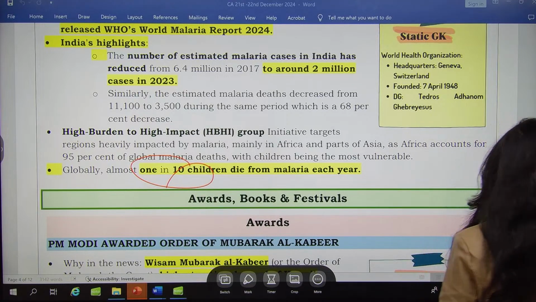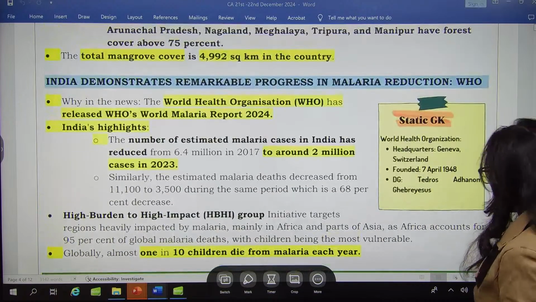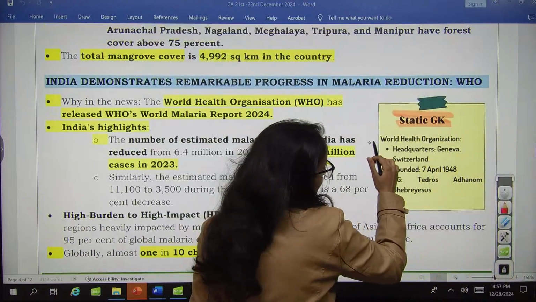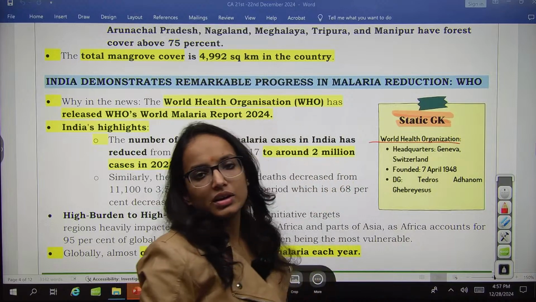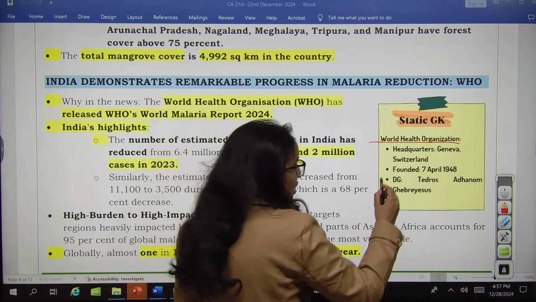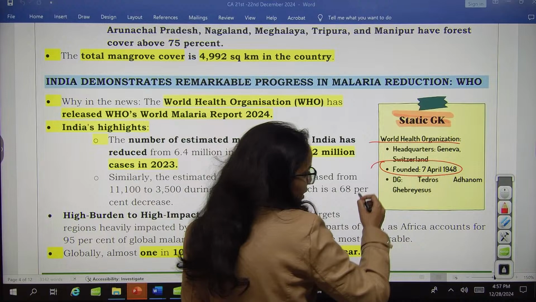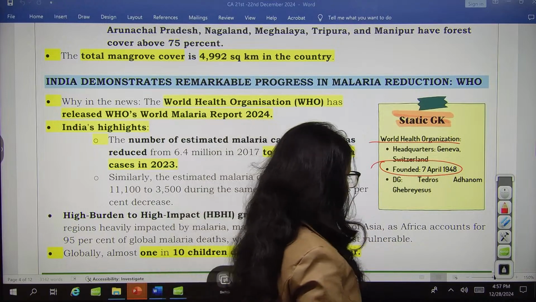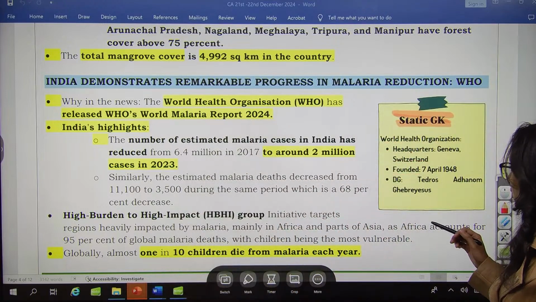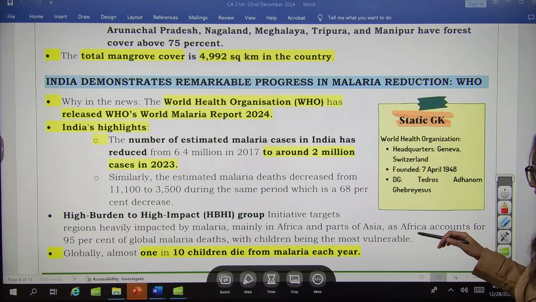So WHO is in news. That's why WHO also becomes important. Remember, the World Health Organization is headquartered at Geneva, Switzerland, founded on 7th April 1948. And the present Director General is Tedros Adhanom.